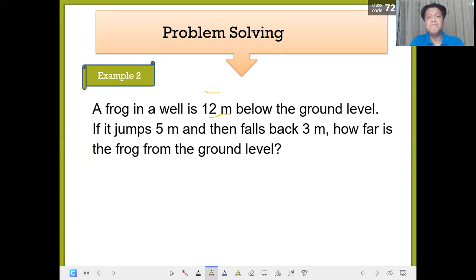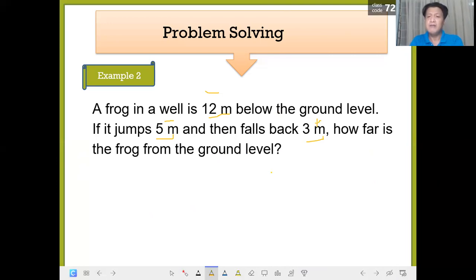So the 12 here is represented by negative. If it jumps 5 meters, since it is already at the bottom of the well at 12 meters, it jumps further down 5 meters. So this is another negative representation. And then it falls back, so it goes back up. That is positive. Remember, that is a vertical line. So that is 3 meters, represented by positive.